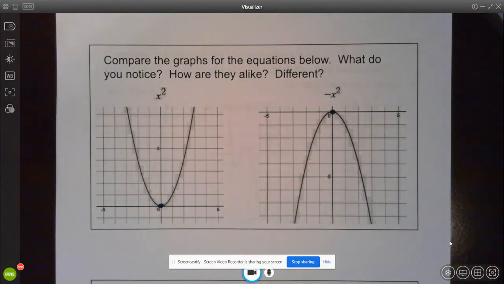There's no stretch or compression. There's no shift to the left or to the right. So these are all things that they have in common. The difference is one is opening up and the other is opening down.